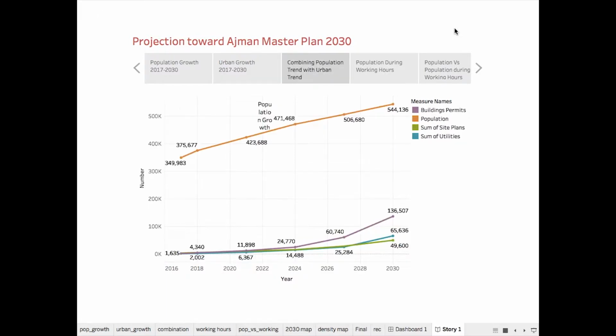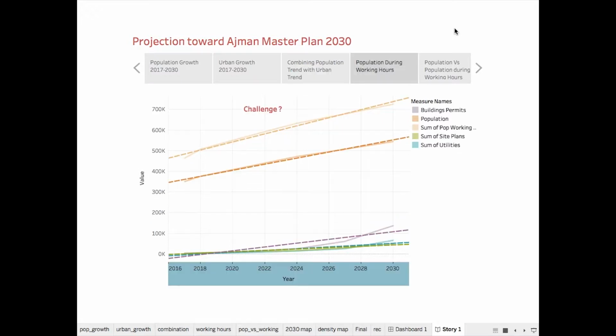Our third graph combines the population trends with the urban trends. We can see that both population and urban are growing parallel together, and that shows the alignment between those two elements, population and urban. Now, my colleague Khawla will continue our lovely story.